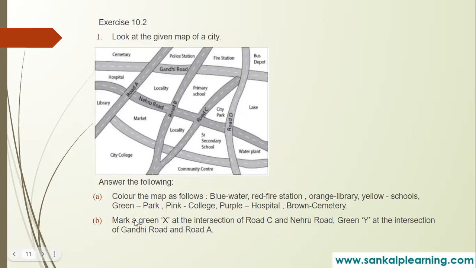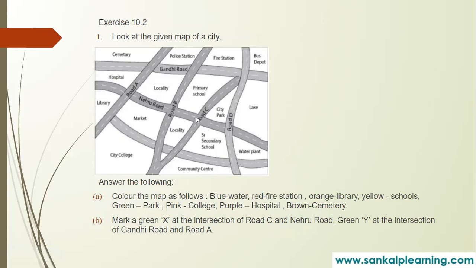Next question. Mark a green X at the intersection of Road C and Nehru Road. See, Road C is here, Nehru Road is here. You have to mark a green X. Mark an X in green color where Road C and Nehru Road are intersecting. Where they join, there you have to put an X in green.